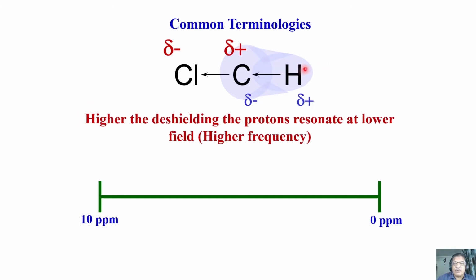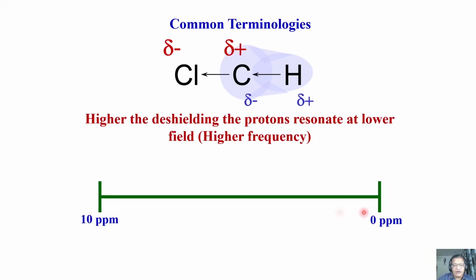Now in this case, because this is withdrawing electrons, the proton is, let's say, de-shielded. Higher the de-shielding, the protons resonate at lower field. Lower field means higher frequency. Don't get confused. These are the terminologies we use in NMR. So I want to make it very clear for you about the common terminologies we use in NMR.